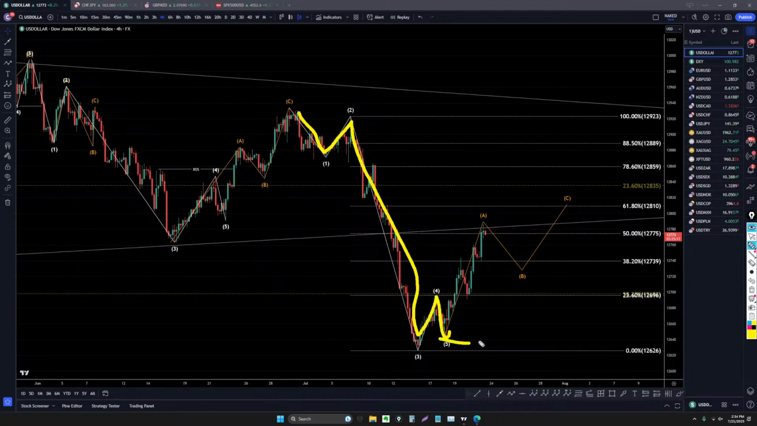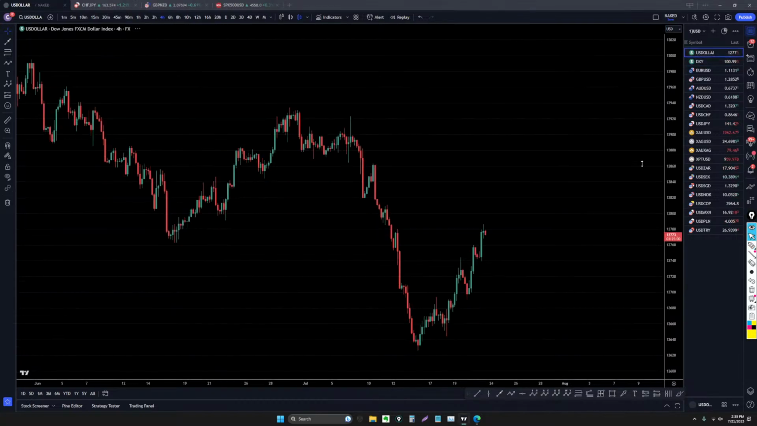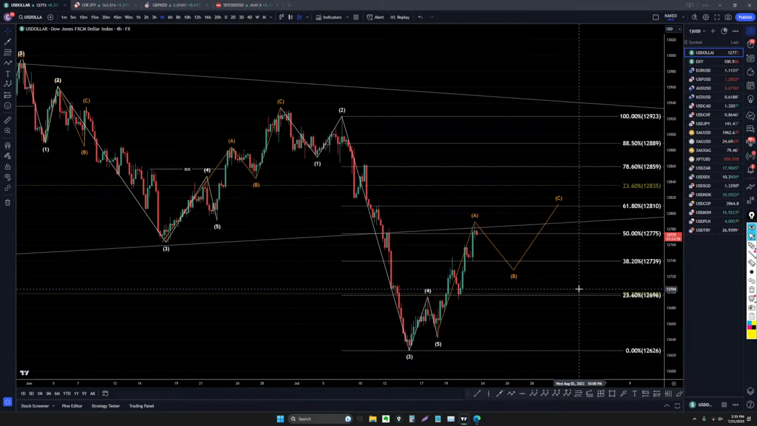The wave 5 is a higher low, as you can see, but if we switch back to the DXY, you can see that the DXY made almost a perfect 1, 2, 3, 4, 5, and then the DXY has also made an almost perfect looking uptrend. Now I'm still more likely to always look at this one because this is equally weighted, unlike the DXY, which is not equally weighted.